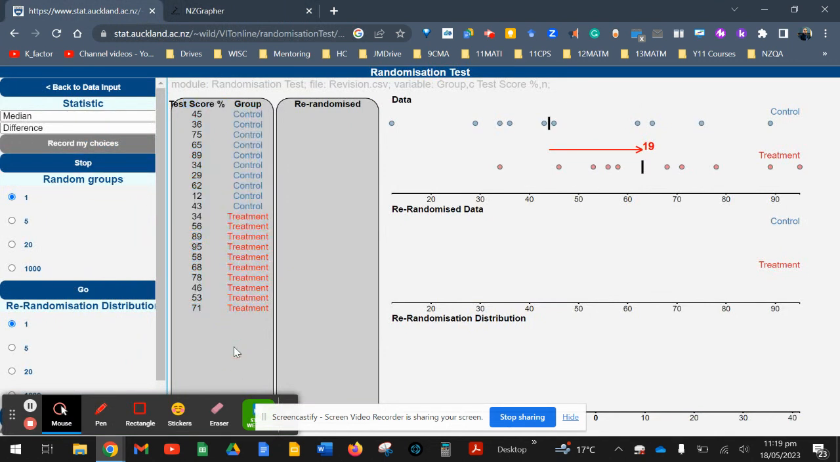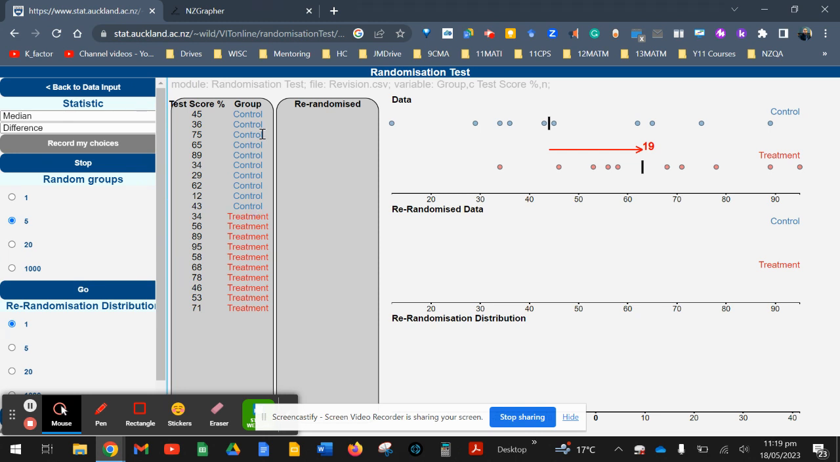Now, I'm going to take a minute or two to explain this. Feel free to fast forward this video if you don't want to, or if you understand what goes on here. What this does is take your 10 control group items and 10 treatment group items and randomizes them.